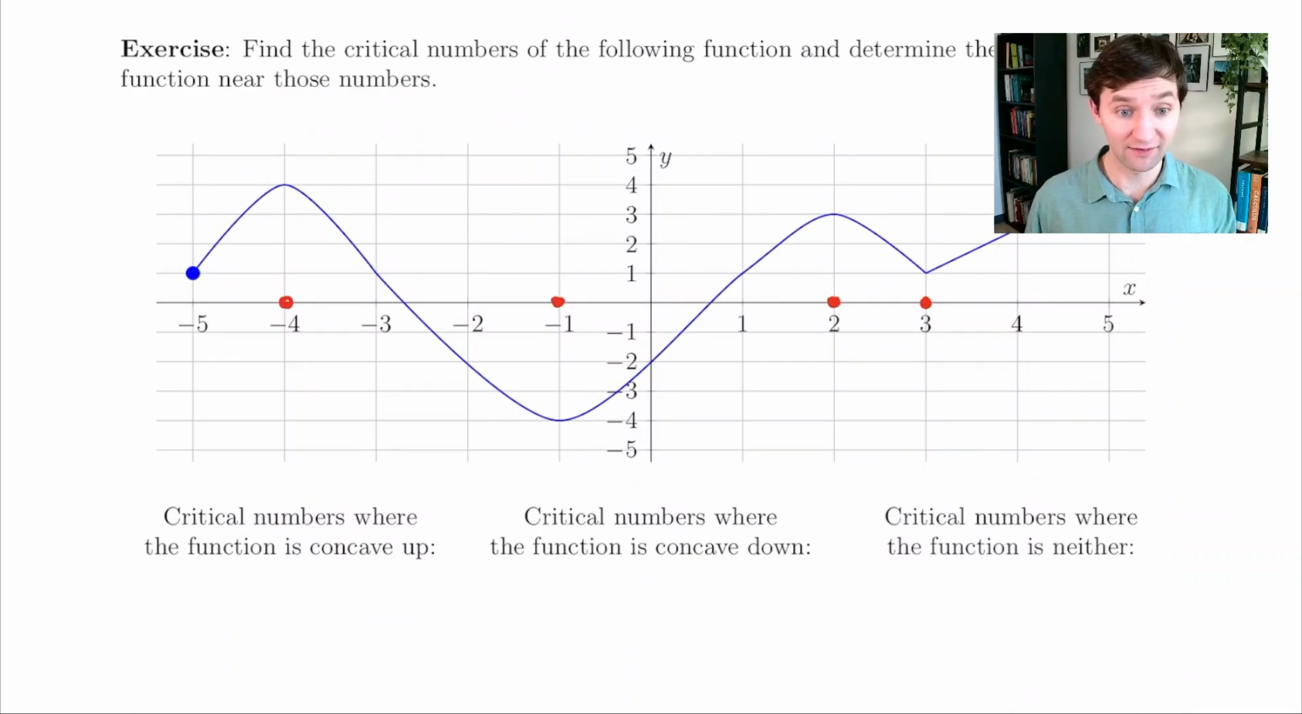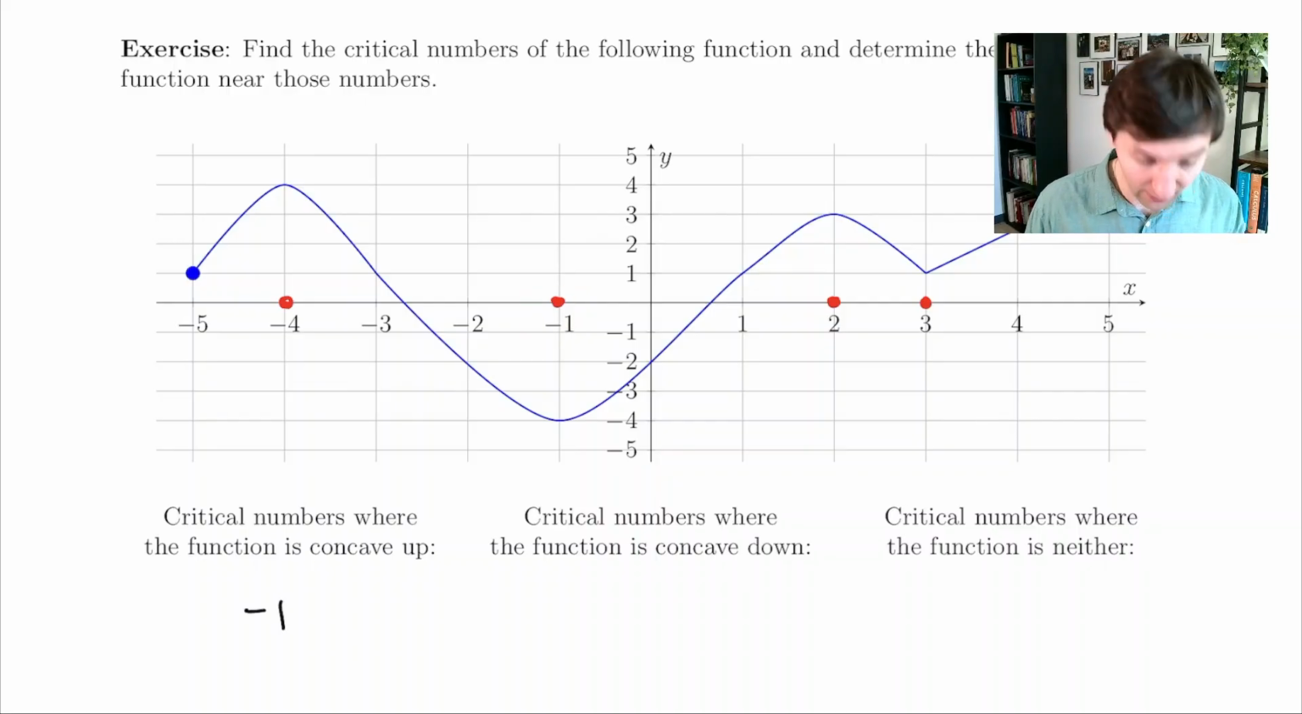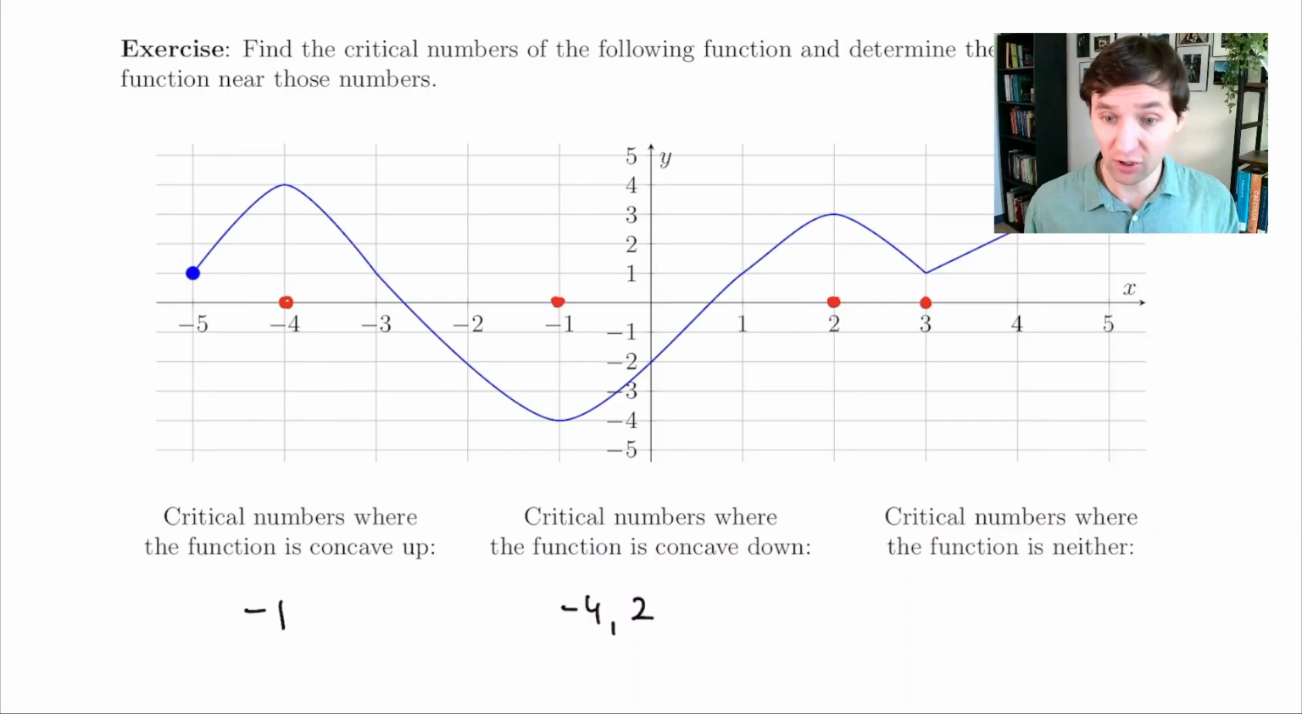Let's write down these answers below. There is only one critical number where the function is concave up. That is -1. There are two critical numbers where the function is concave down. It is -4 and 2. And there is also a critical number where the function is neither, and it is x equal to 3. On the left side there, the function was concave down, but on the right side, the function was not concave down, and it was not concave up.